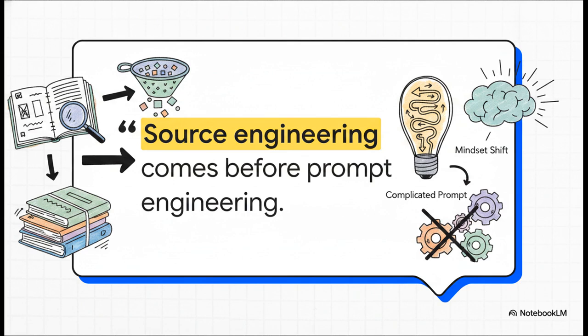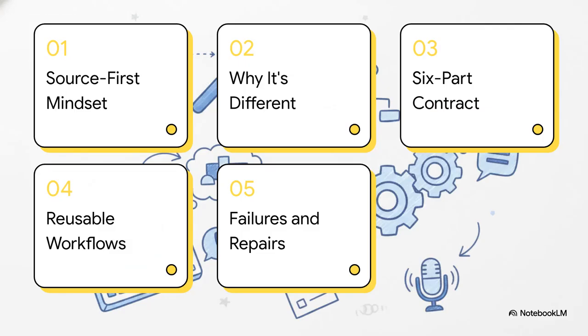I want to challenge you right now to completely shift your mindset away from all that complicated prompt theater. Seriously, a beautifully written paragraph-long prompt simply cannot rescue the wrong set of sources. Narrowing down your sources first is absolutely how you get a better answer. So here's our roadmap for the explainer today. We're going to cover the source-first mindset, why NotebookLM is fundamentally different, the 6-part prompt contract, 4 reusable workflows, and finally some common failures and how to repair them.